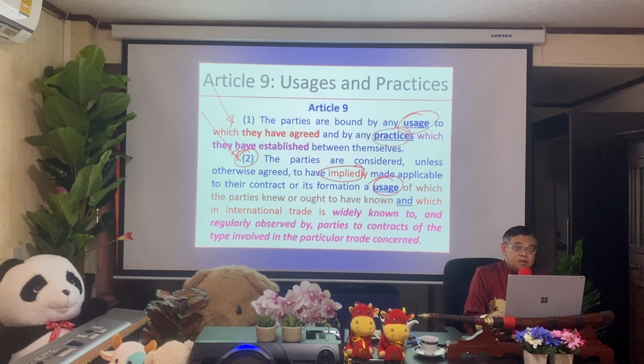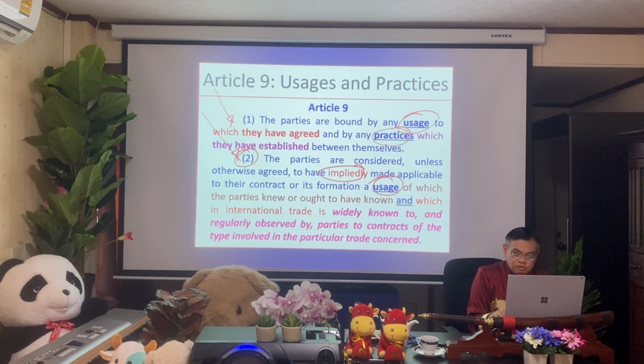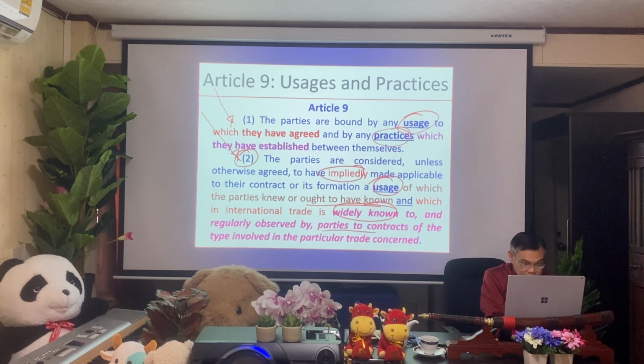If we look at Article 9(2) carefully, we can see that in order for the usage to be considered as part of the contract, by way of implication, it must be the usage which comes to the knowledge of the parties to this contract. First of all, it must be known to the parties of this contract, or the parties ought to have known of the usage. And not only that, it must also be widely known to parties to contracts of the type involved in the particular trade concerned.